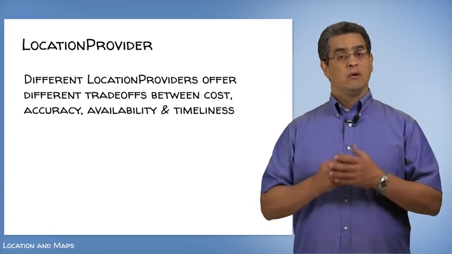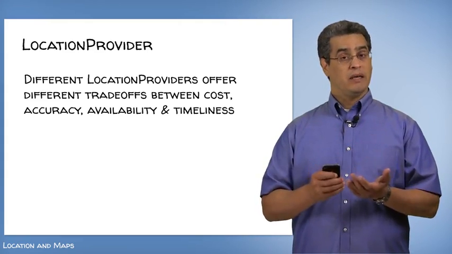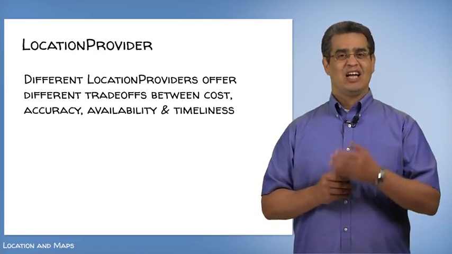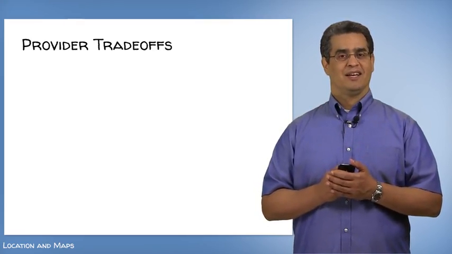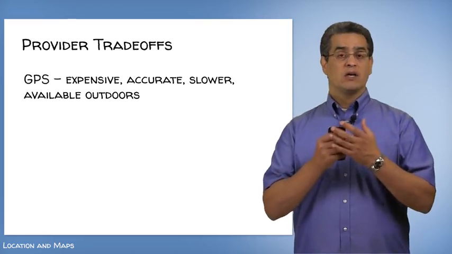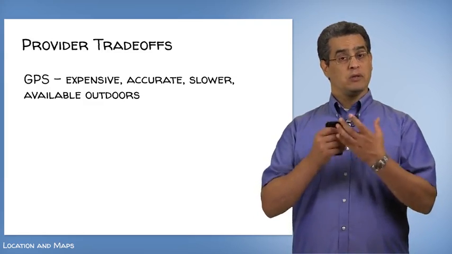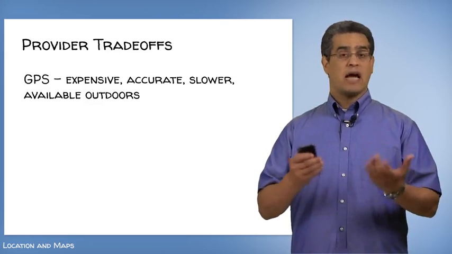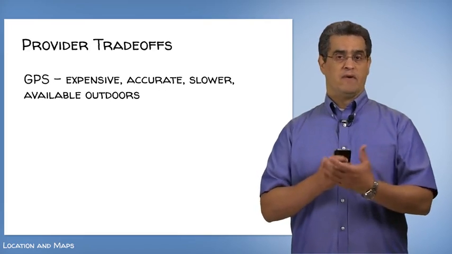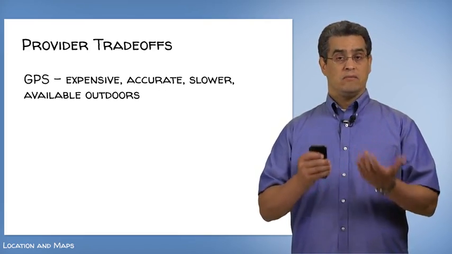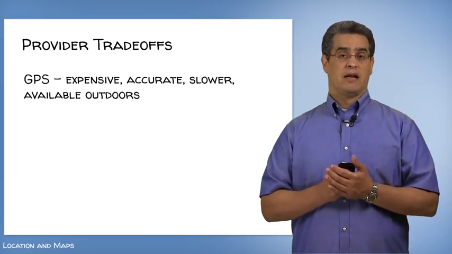Now, while you can get location information from each of these different sources, each one offers a different set of trade-offs with respect to cost, accuracy, availability, and timeliness of the data it provides. Let's look at some of the providers available in Android. The GPS provider relies on communicating with a satellite, and so this provider is generally the most expensive, but gives the most accurate readings. It also takes the longest amount of time to provide that very accurate reading, and the user needs to have a clear view of the sky when they're communicating with the GPS satellite.